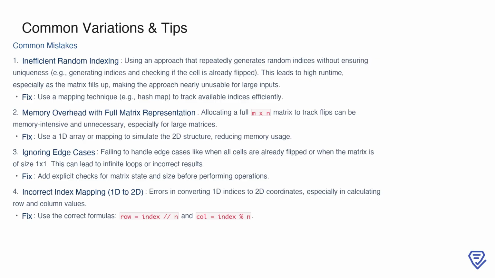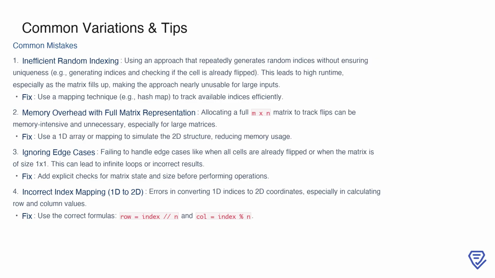As the matrix fills up, this approach becomes increasingly slow and impractical for large inputs. A better solution is to use a mapping technique, like a hash map, to track available indices efficiently. Next, memory overhead can become a problem if you allocate an entire M by N matrix to track flips. For large matrices, this is not only unnecessary but also consumes a lot of memory. Instead, you can simulate the 2D structure using a 1D array or mapping, which drastically reduces memory usage.